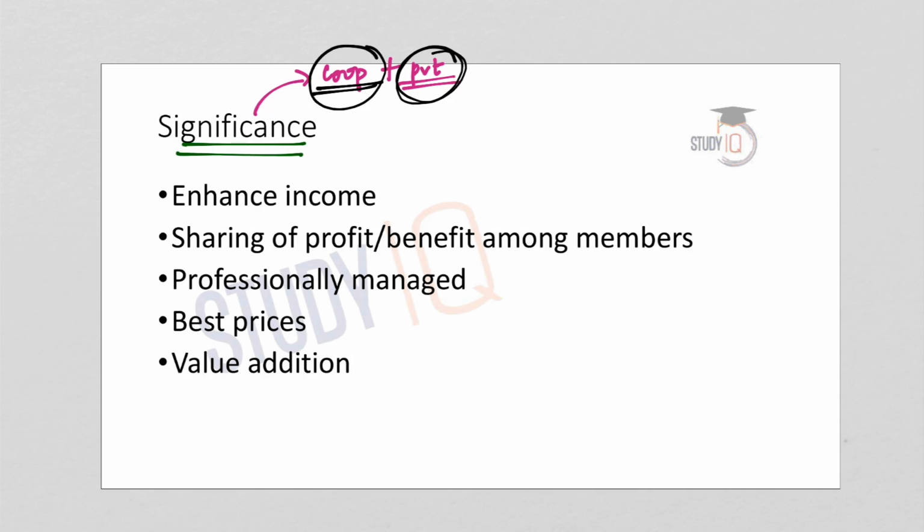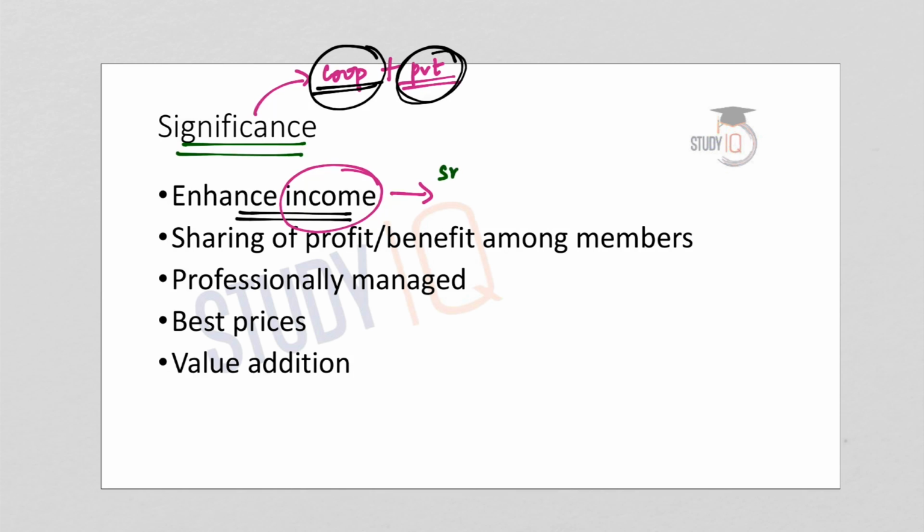So they play a very important role in enhancing the earnings of its member farmers. So we have seen that it's an entity that is formed by the primary producers. So the members of this FPO would be the primary producers. So it will help in enhancing the income of the members, that is the primary producers or the farmers. So how does this happen? How does it enhance the income of the primary producers?